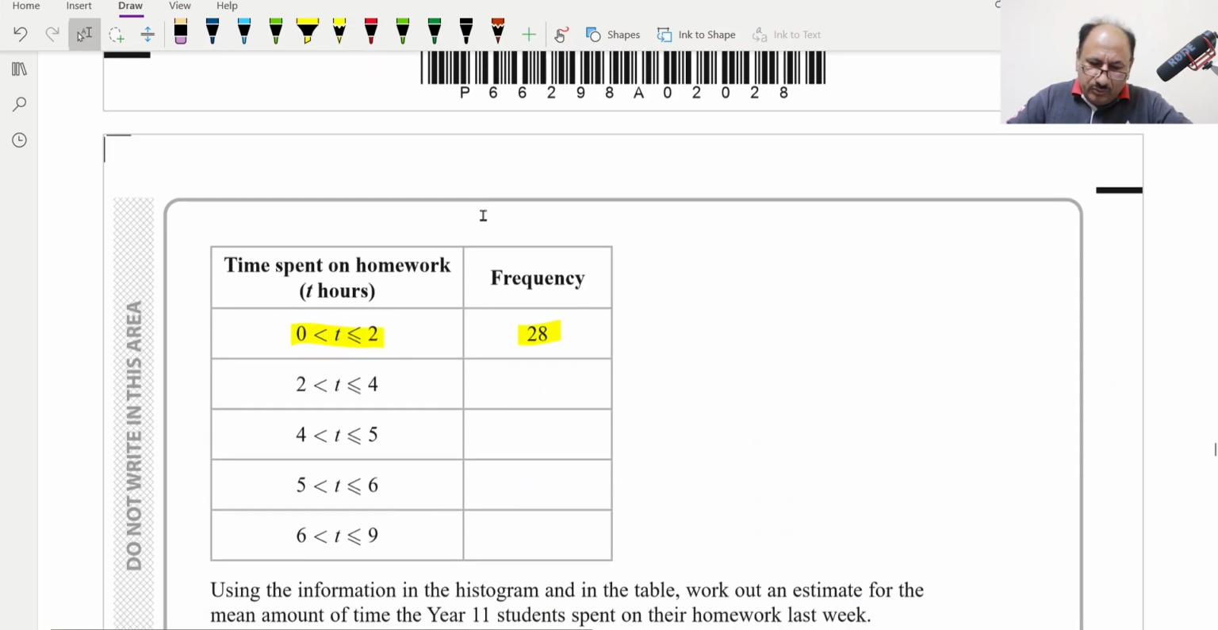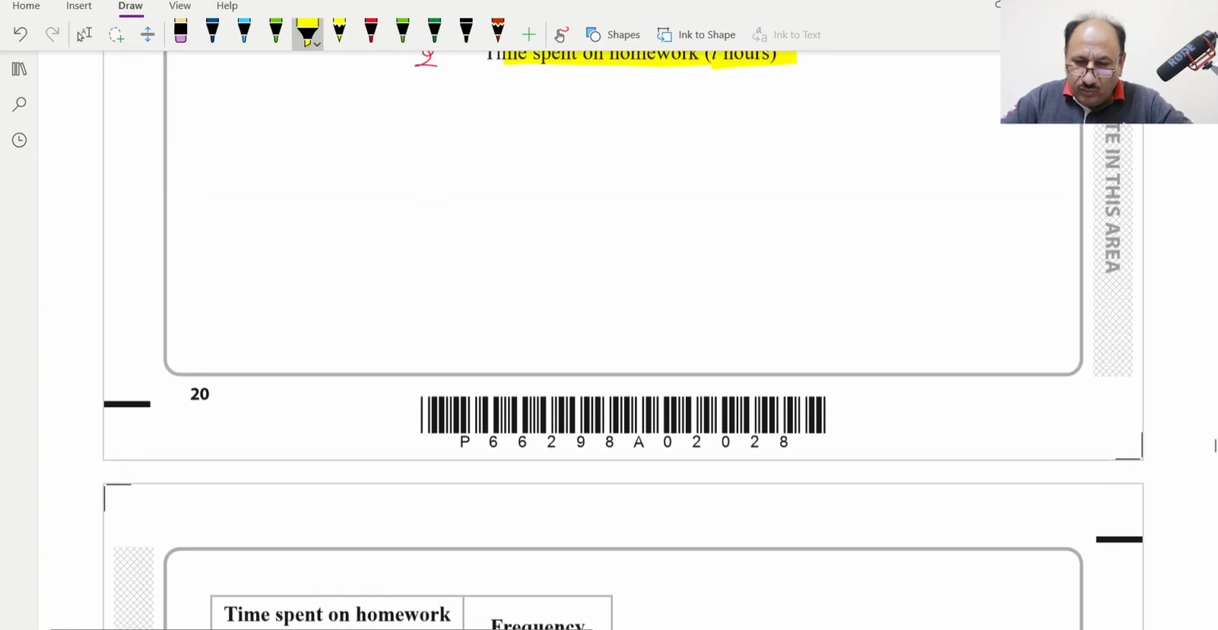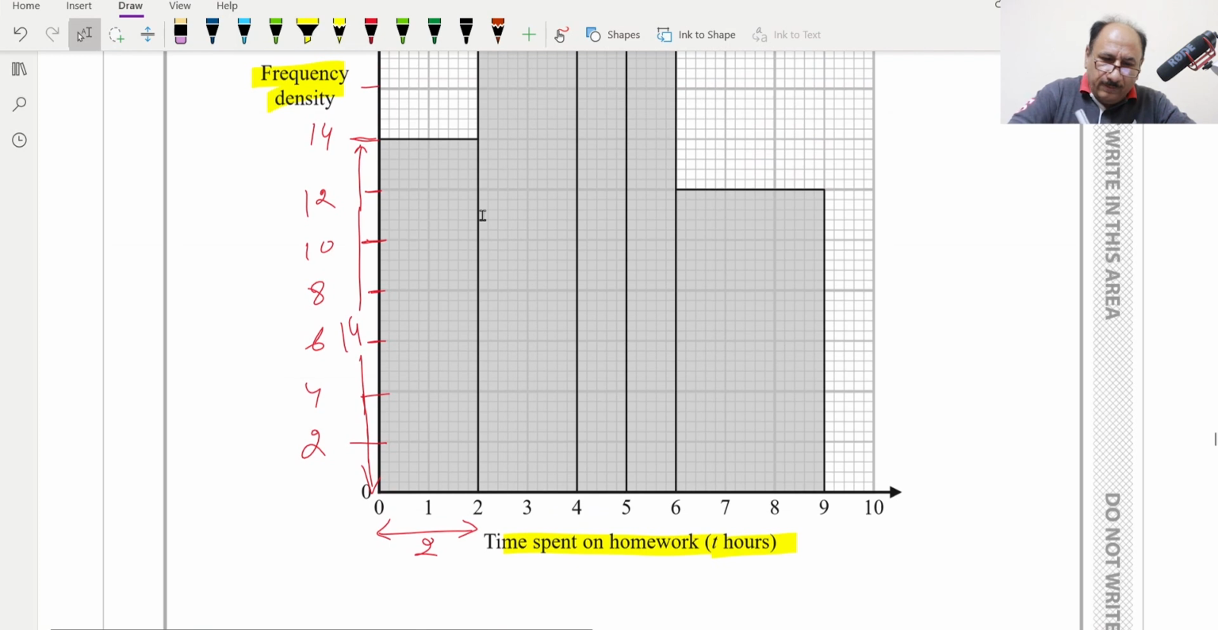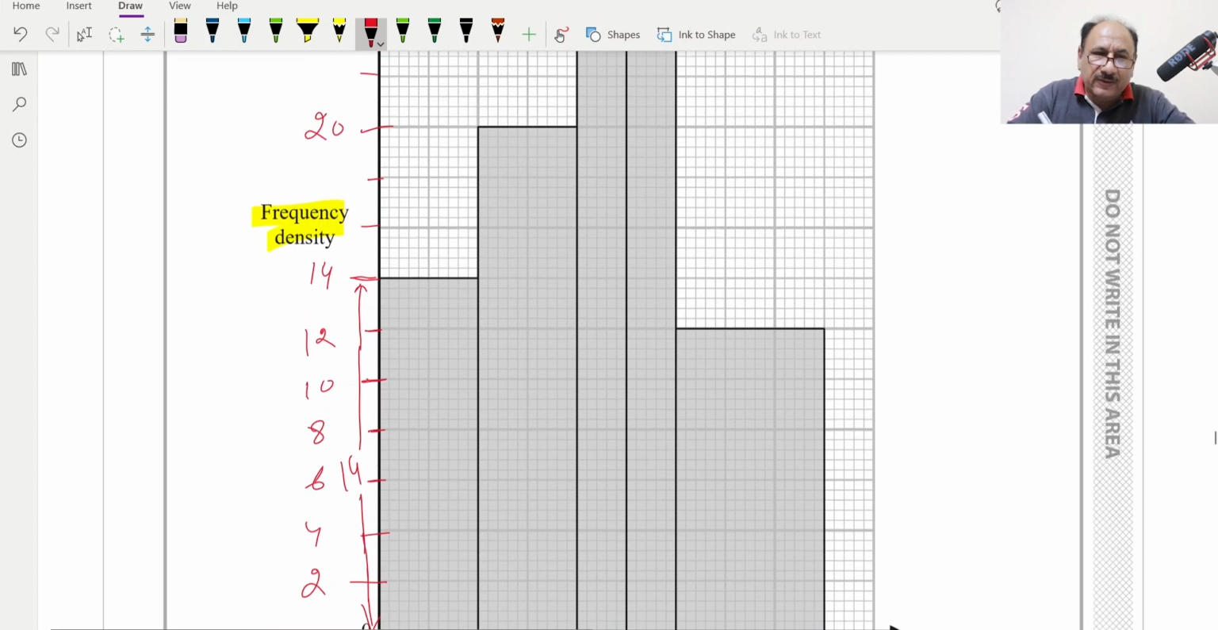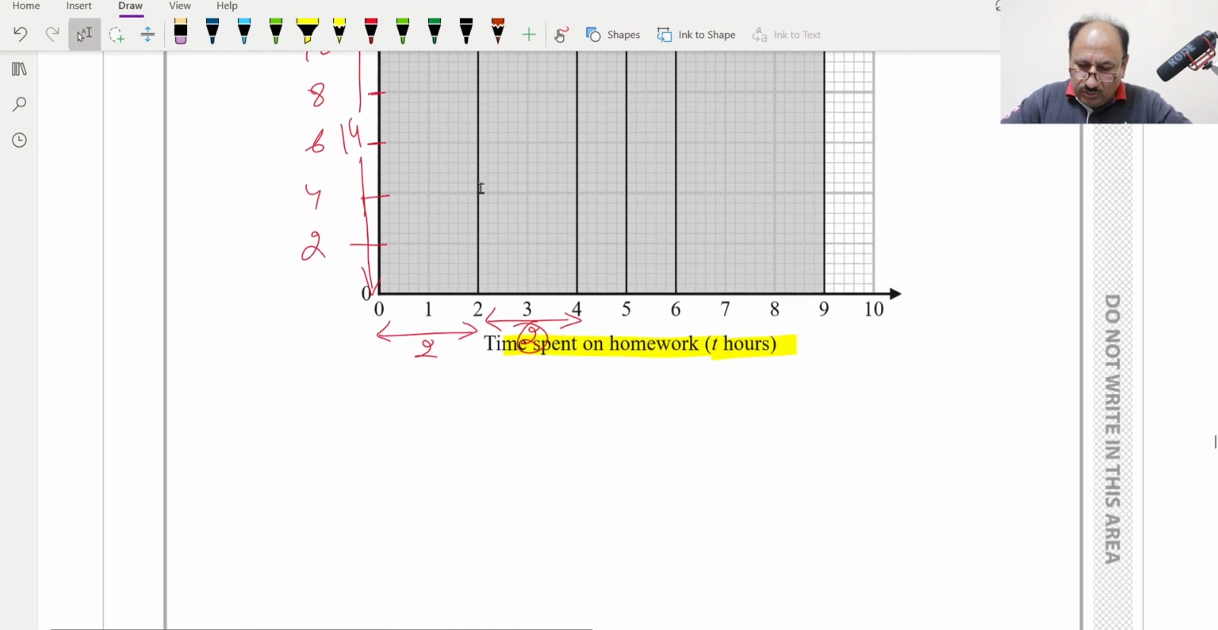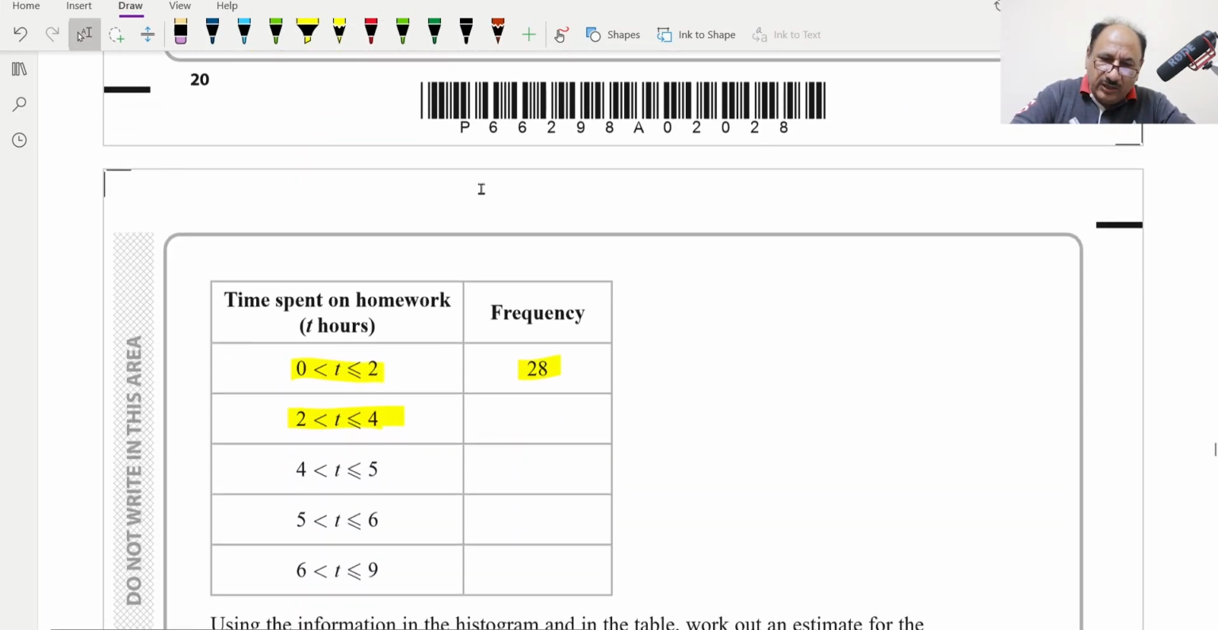Then we have to check from 2 to 4. From 2 to 4 is what? 2 to 4 width is this one. 2 to 4 width is 2, and height is how much? Height is 20. So this height is 20, so this will be 20 multiplied by 2 will be 40. So our value will be 40 over here.